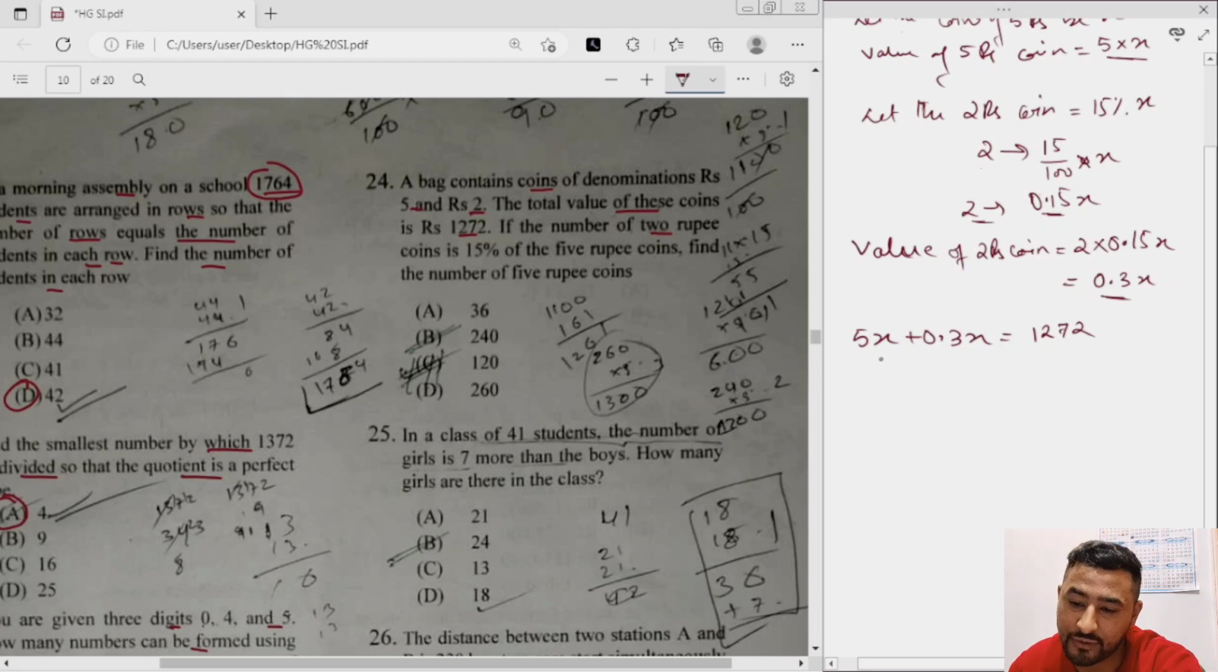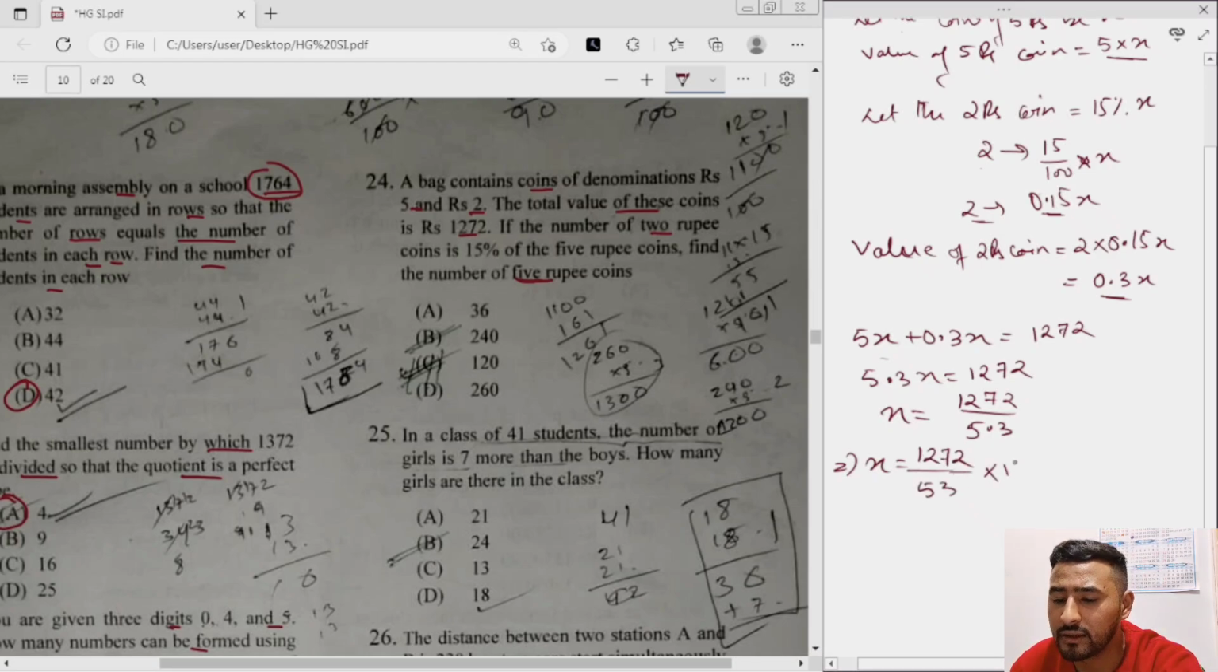Adding 5x and 0.3x, you get 5.3x equal to 1272. What we need to find is the number of 5 rupee coins. So if we get the value of x, we'll get it. So x will be equal to 1272 divided by 5.3. We can convert 5.3 into 53 by 10. Cancel this. 53 into 2 will be 116. Minus 116 from there, 127 minus 116 will be 1.